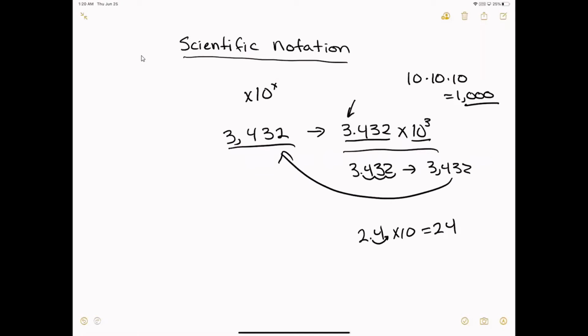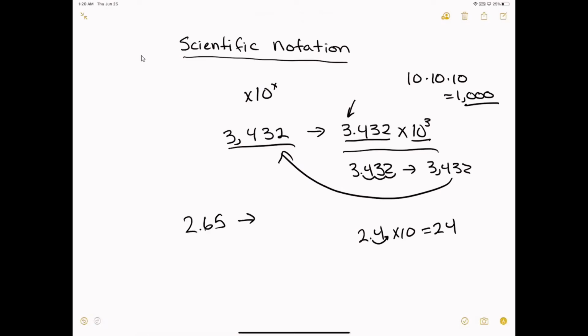There's only a couple rules. Just remember it has to be a single digit before the decimal point, and after that you have to have times 10 to something. You could even write, like if you have the number 2.65.